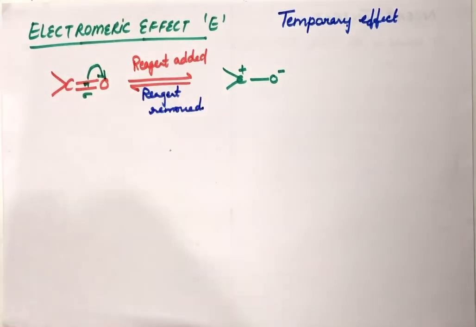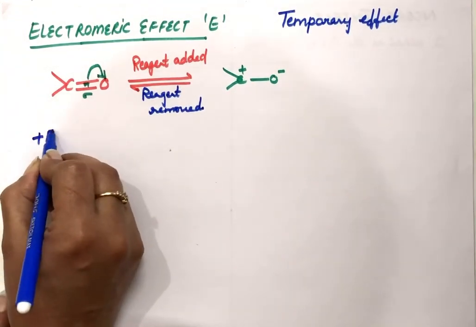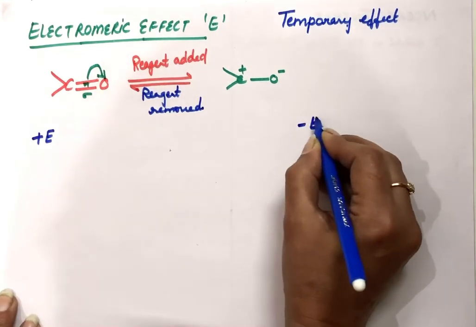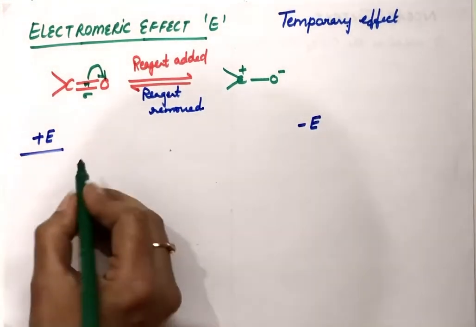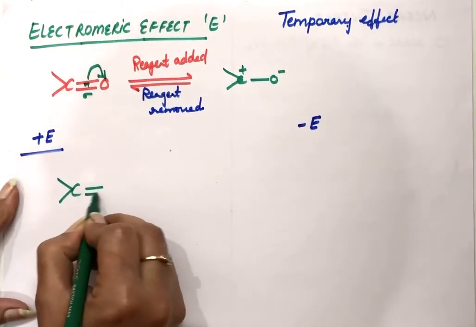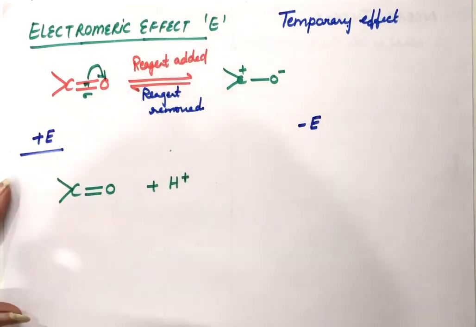So this is temporary in nature. This can take place only in the presence of an attacking reagent. This further is of two types, that is plus E effect and minus E effect. In case of plus E effect, like I'm taking this compound, carbonyl, there is H plus reagent that is added. Positively charged reagent is added.